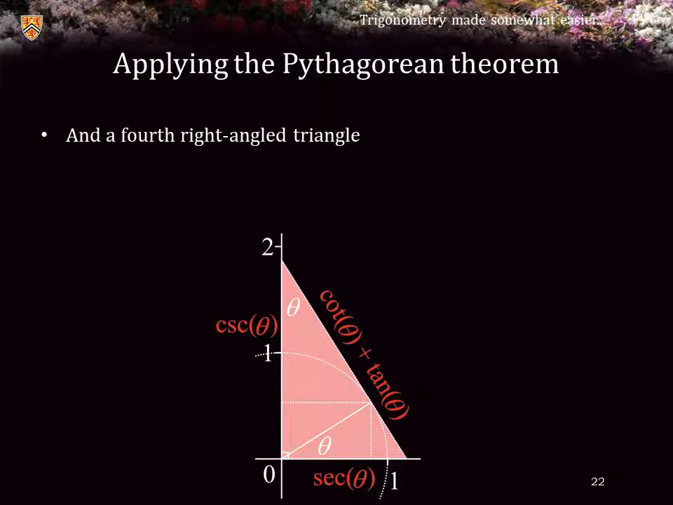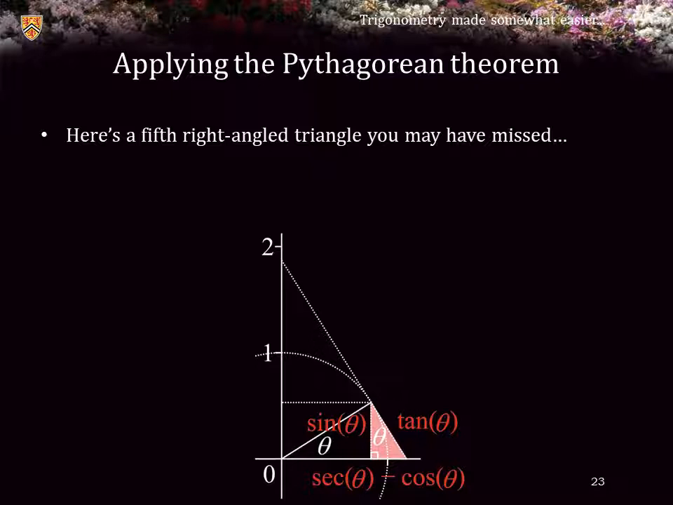And here we have a fourth very large right-angled triangle. Again, the sides adjacent to the right angle are secant theta and cosecant theta, and the hypotenuse is cotan theta plus tan theta. Consequently, Pythagoras tells us that cosecant theta squared plus secant theta squared is equal to (tan of theta plus cotan theta) all squared.